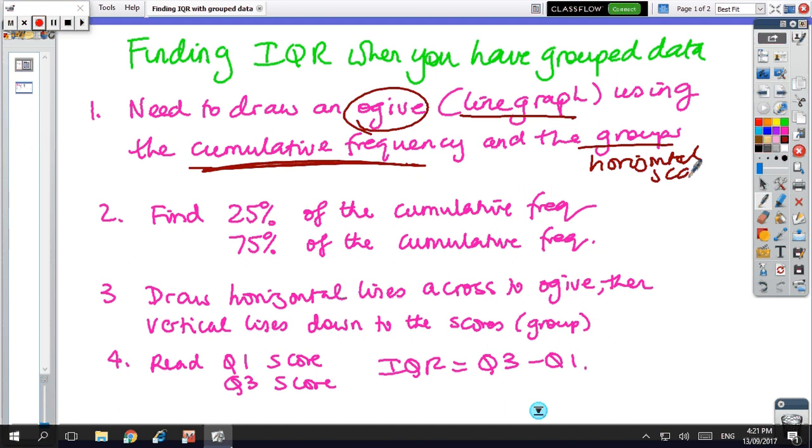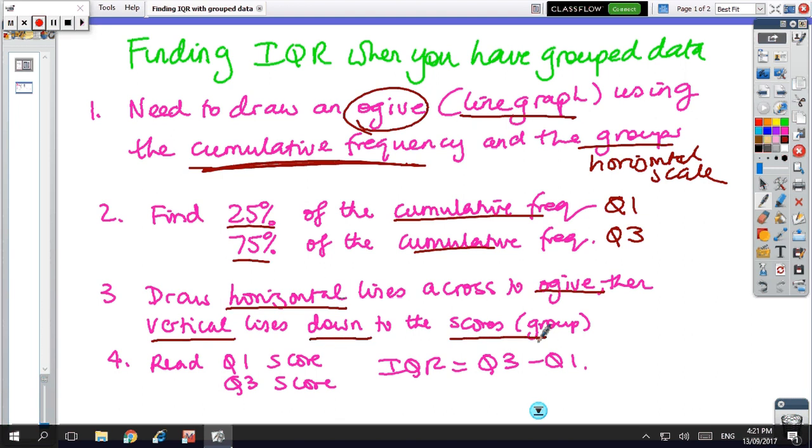Next thing we have to do is find 25% and 75% of the cumulative frequency. These two numbers will give you your Q1 and your Q3. Once we find those numbers, we draw horizontal lines across to the ogive, and then we draw vertical lines down to the scores. Then we calculate the Q1 and Q3 scores, and then we just subtract. So it sounds complicated, but there are only a few steps to follow. Copy them down and come across when you're ready.